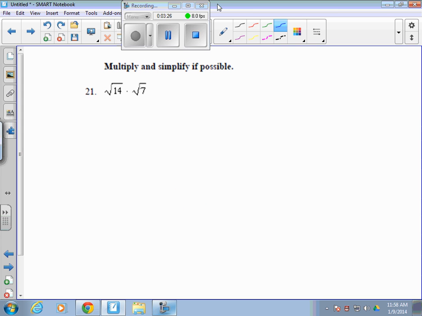Number 21 says multiply and simplify if possible. There's a trick you could do with this one. Instead of doing 14 times 7 and getting yourself a great big number, you could separate this into the square root of 7 times the square root of 2, and then bring down your other square root of 7. Remember, anytime you multiply the same radical by itself, like square root of 7 times square root of 7, that's the square root of 49, which simplifies right back to 7 times the square root of 2. So it keeps you from having to do a whole lot of big numbers.